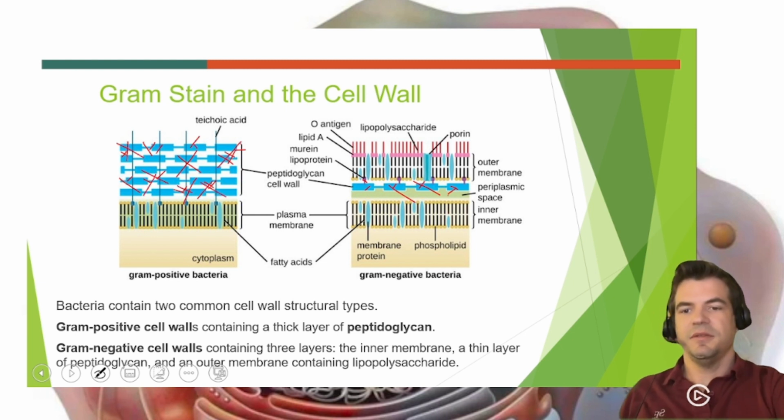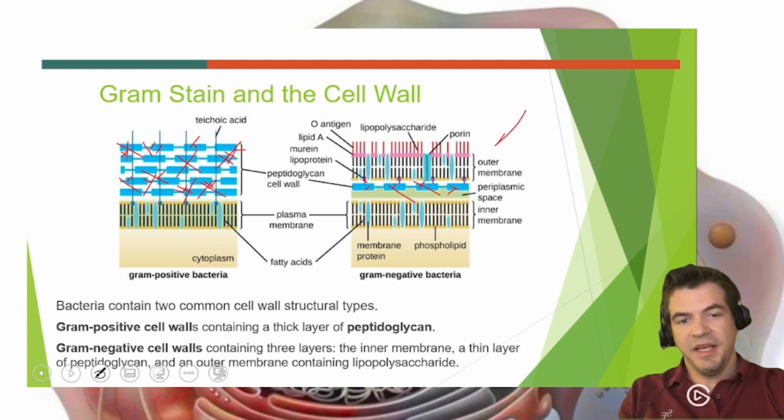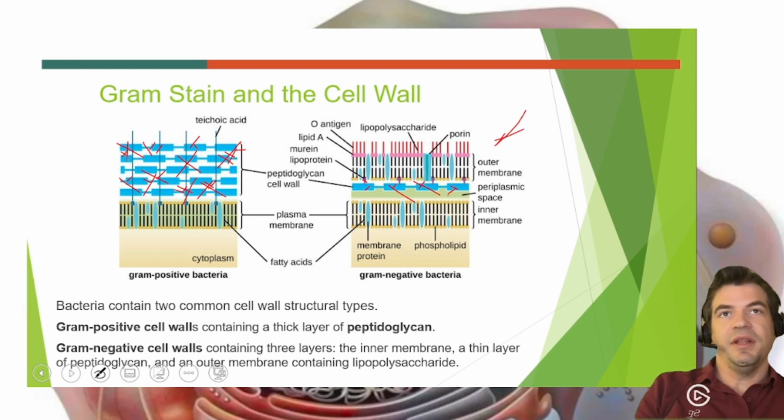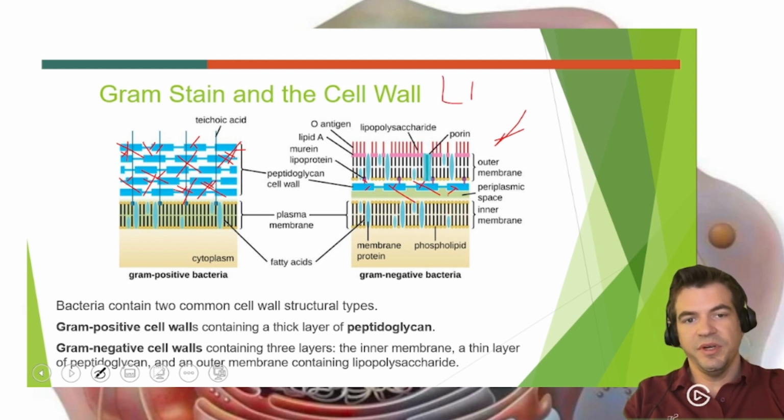Does that make sense? So that's what we're taking advantage of when we do a gram stain. And what does that mean? It means that gram-negative ones, because they have that outer membrane, are a little tougher to combat. They also have this LPS layer, which we really want to know.